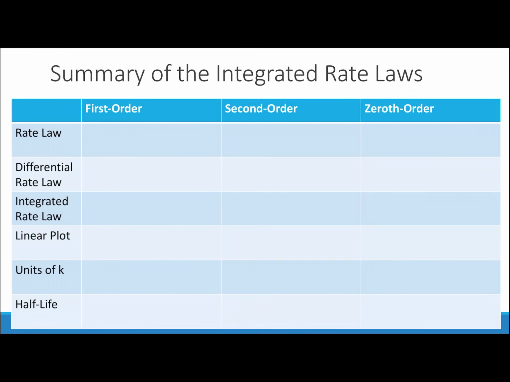Okay, let's real quick summarize our laws. So our rate law, we're talking about our differential, that's our general. Integrated is what we looked at today. We want to look at what makes a linear plot for each one of these, what our unit of k is, and our half-life. So something like this you should be able to fill out. Okay, so with our differential rate law, we have rate is equal to, oh, sorry, this is the general rate law.